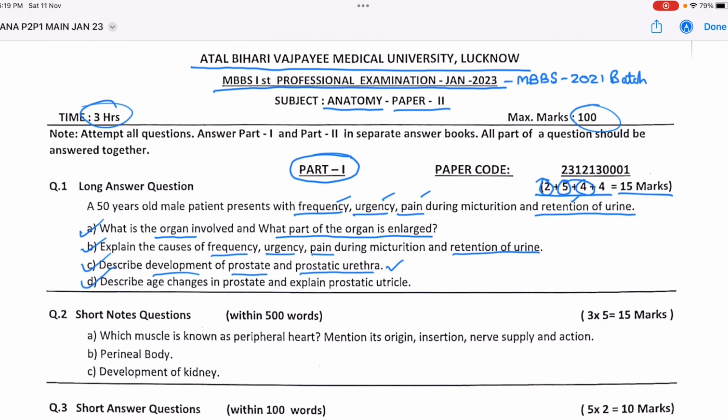Okay? Then describe the age changes in the prostate and explain the prostatic utricle. So, including the prostatic utricle, this question is of 4 marks. Describing the age changes, you'll have to describe it in the major age group sections: at birth in a male child, then prepubertal, then pubertal, then the early 20s till 30, then the 40 to 45 age group, and then beyond, right? So this is how I'm going to explain the age changes.